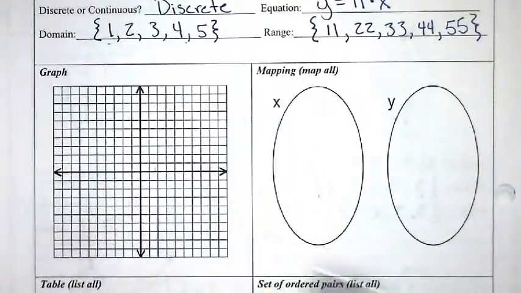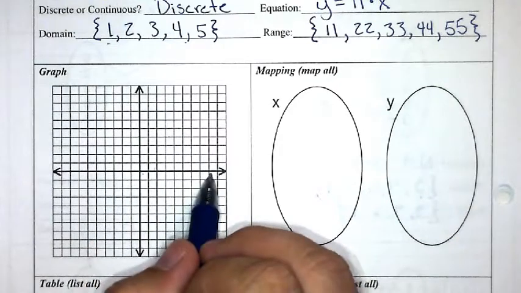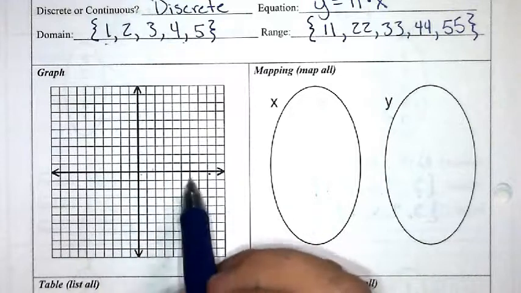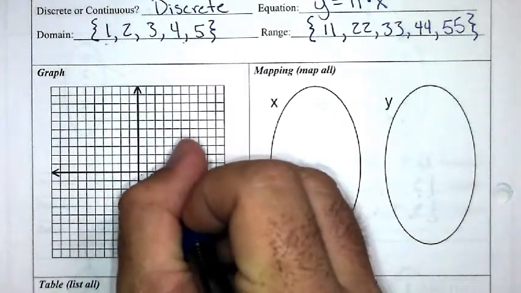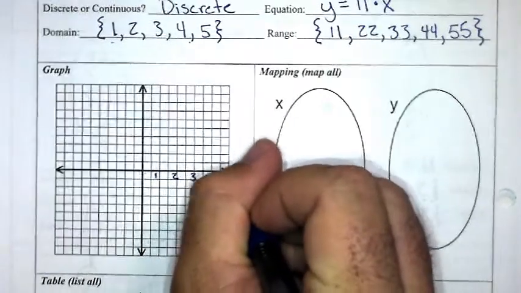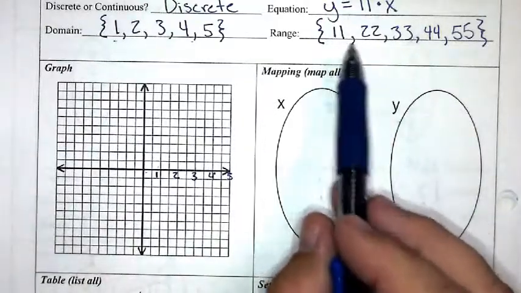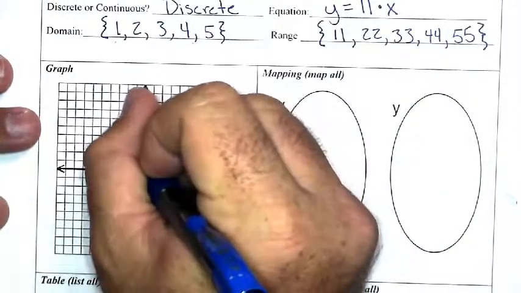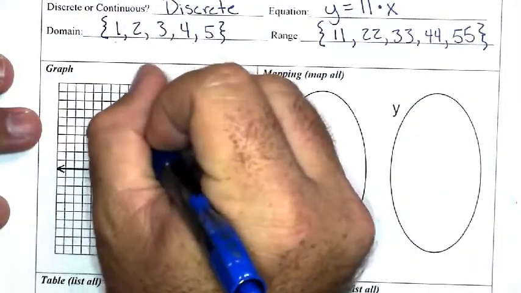I have my x values, which is 1, 2, 3, 4, and 5. I have a graph here that goes up to 10. So I'm going to make my graph, I'm going to skip every 2, and I'm going to put 1, 2, 3, 4, and 5. There's my graph on the x values. I have 11, 22, 33, 44, 55, similar to that. So I make my graph here, every 2, 11, 22, 33, 44, and the tippy top, 55.